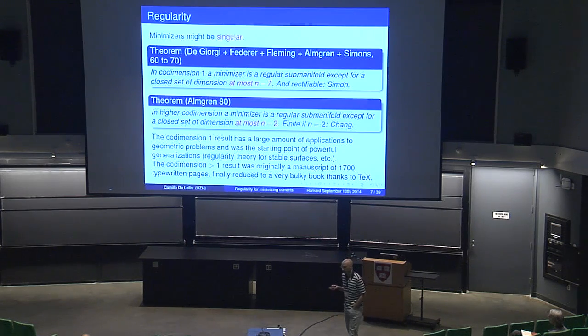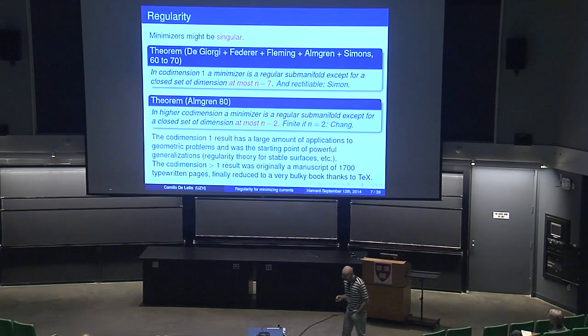it was a manuscript of 1,700 typewritten pages. Actually, I think it was 1,728, to be precise. Now, with TeX, you can actually compress this. And this was done by Vladimir Scheffer and Gene Taylor. And you arrive at a really pretty bulky book of 1,000 pages. I mean, OK, sure, it's 1,000 pages, but the font is pretty small. And the page is pretty large.